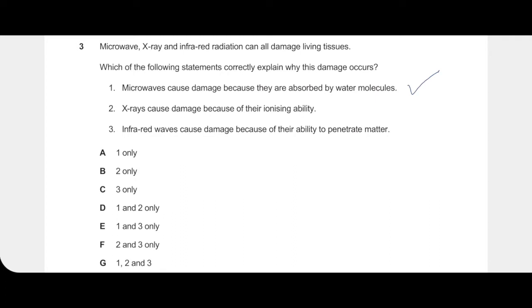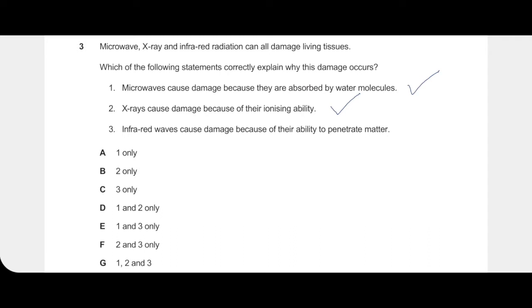Statement number 2, X-rays cause damage because of their ionizability. That is correct. This is because X-rays can excite and ionize atoms into ions, which can then damage cells. X-rays are also able to ionize atoms because they have an energy that matches or exceeds certain energy levels within atoms. Because they have this energy, they are able to raise electrons out of the potential well of the atom and leave an ion behind. This is very damaging for the cell.